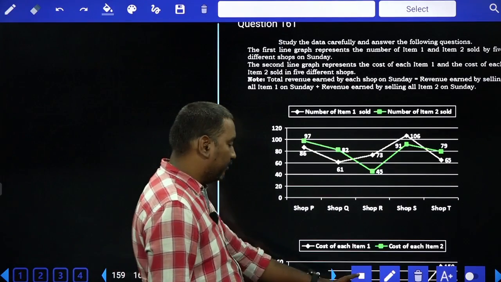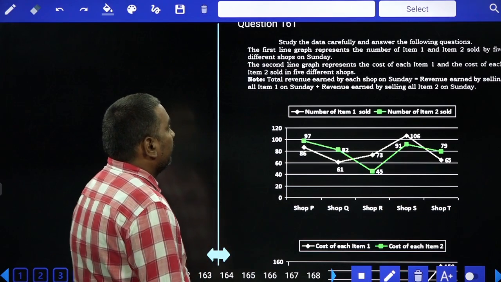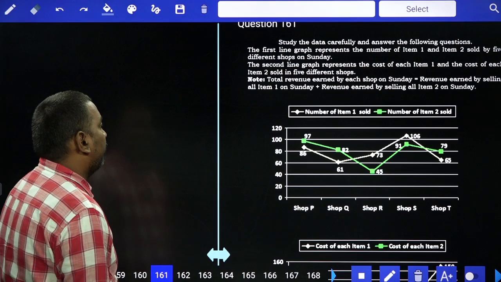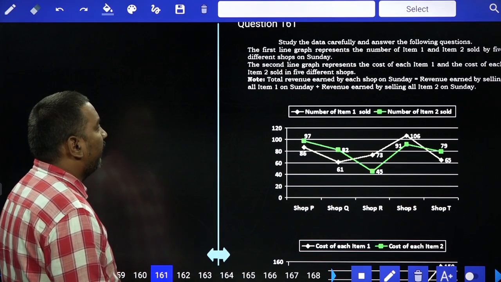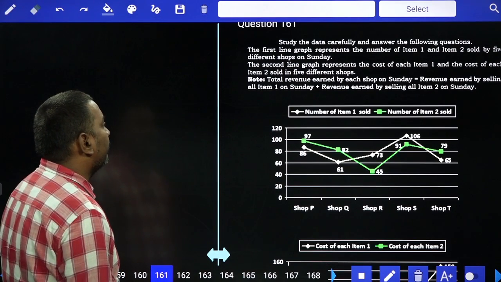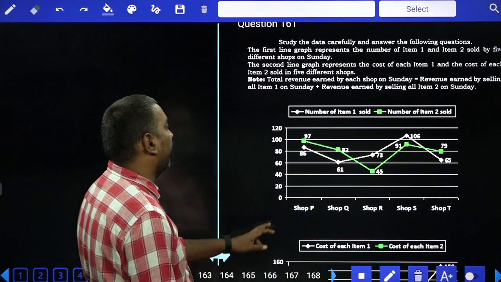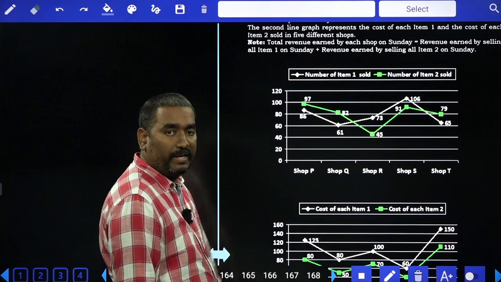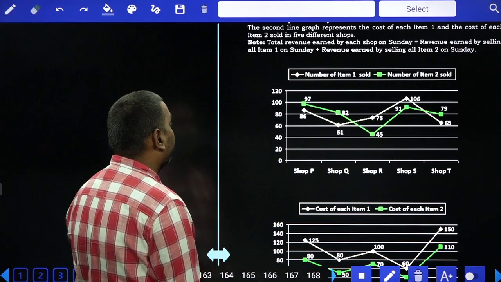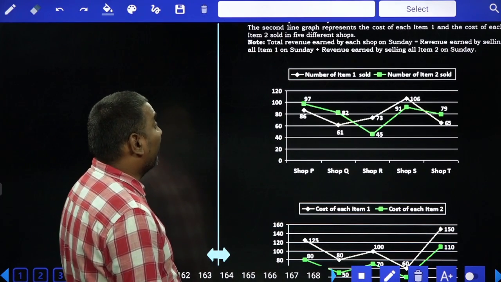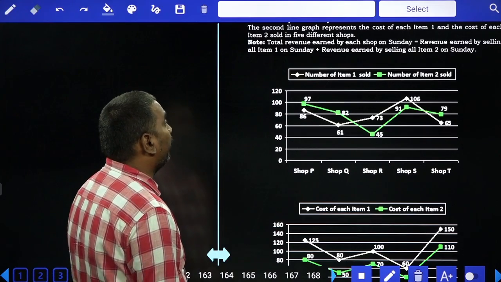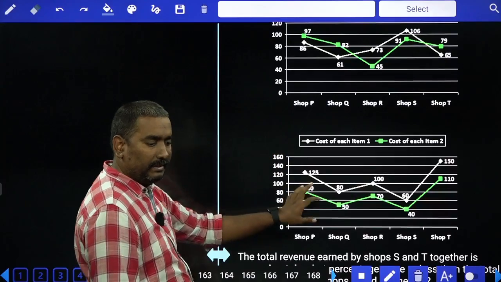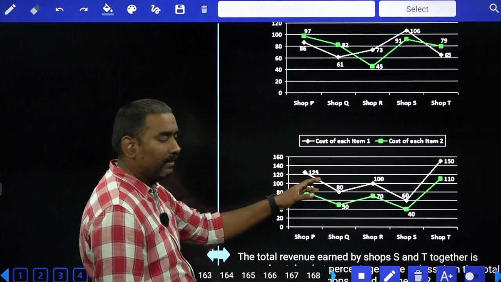Or else you can see these line charts also. Study the data carefully and answer the following questions. The first line graph represents the number of item 1 and item 2 sold by 5 different shops on Sunday. The second line graph represents the cost of each item 1 and cost of each item 2 sold in 5 different shops. These are the cost prices of each item 1 and item 2.